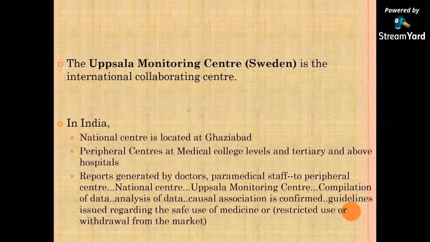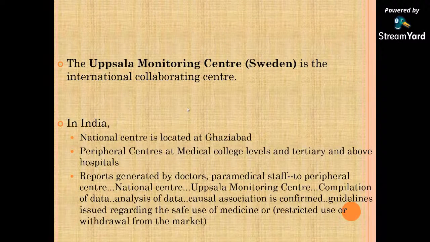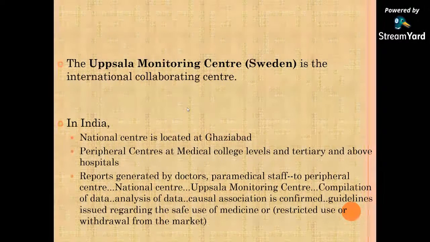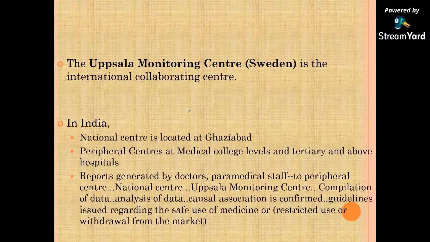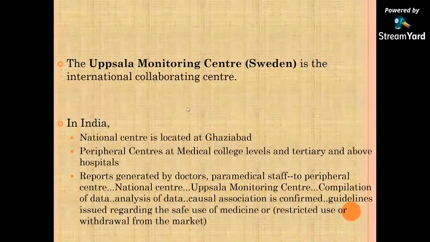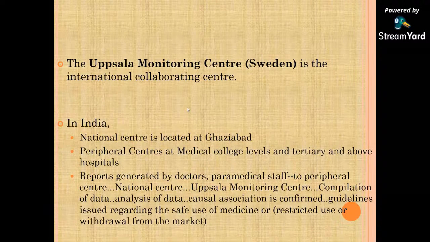Next is the Uppsala Monitoring Center. It is the biggest center where we can report adverse drug reactions. The Uppsala Monitoring Center, situated in Sweden, is the international collaborating center. And what is the main function of the Uppsala Monitoring Center? It collects all types of reports regarding adverse drug reactions from all members of society.